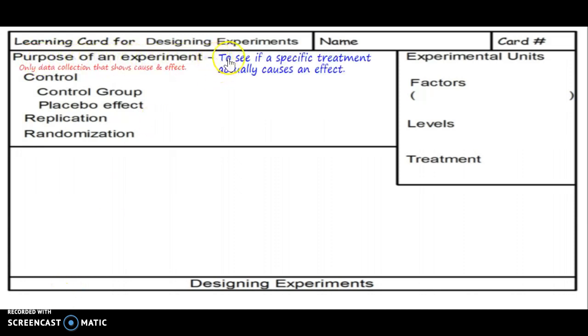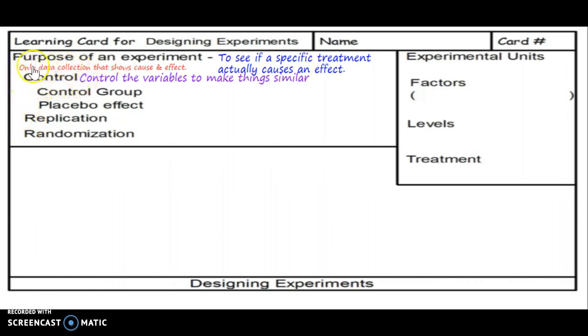The purpose of an experiment is to see if a specific treatment actually causes an effect. I'm going to make another note here that says only data collection that shows cause and effect. An experiment is the only one that shows cause and effect. A survey does not show cause and effect. A simulation does not show cause and effect, and neither does an observational study. Just experiments.